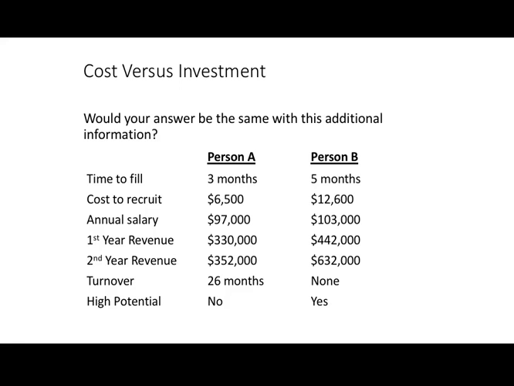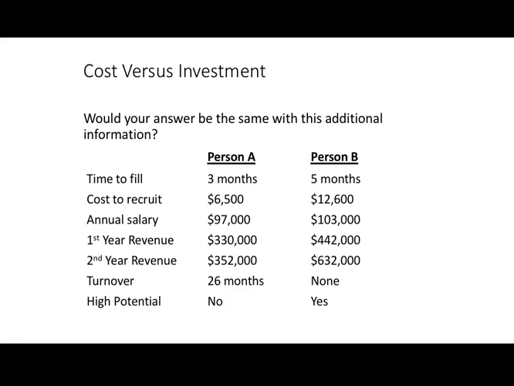Absolutely not, because they did cost us less. Their annual salary was lower, but what they generated as compared to person B was lower revenues, and they left the company. So now I have to return to the recruiting process to rehire somebody to fill that position. So person B had a slightly higher salary, slightly more expensive cost to recruit, a little bit longer time to fill, but their first and second year revenues were significantly higher than the other person, and they didn't leave the company. They're very happy with the company. And so we would consider them a high potential employee, ready for advancement in the company. If they have the desire to, they are doing a really good job for us, and they're worthwhile for us.